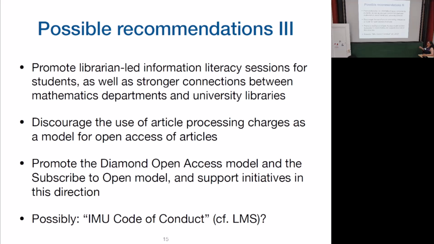Subscribe to Open means that you need a certain amount of subscriptions from libraries to guarantee the finances of a journal or bundle of journals, typically, right? And if the threshold is reached, then it gets opened for everybody. For example, this is the model that the European Mathematical Society Press, EMS Press, decided to use. And we believe it's a good compromise between getting the money you need to run the journals, right?